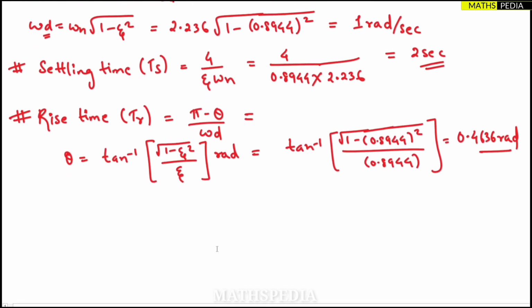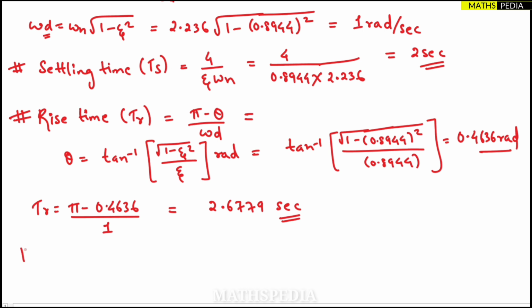Now after this you can find out rise time, just substitute the theta value. So TR is equal to pi minus theta, what is theta? 0.4636, and the omega d value we already got, which is 1 radian per second. When you substitute this, you will be getting it as 2.6779 seconds. Time will always be in seconds.